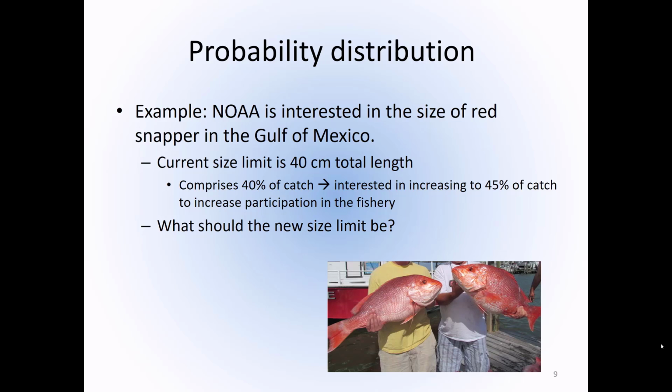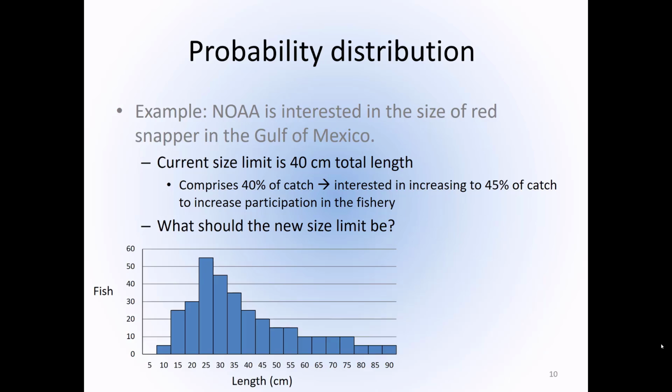Currently, with the size limit of 40 centimeters, it's 40%, but they're interested in increasing this to 45%. And they want to know what the new size limit should be in order to account for this change in the amount of fish that are retained when folks go out fishing. So we can use our distribution here in order to answer this question.